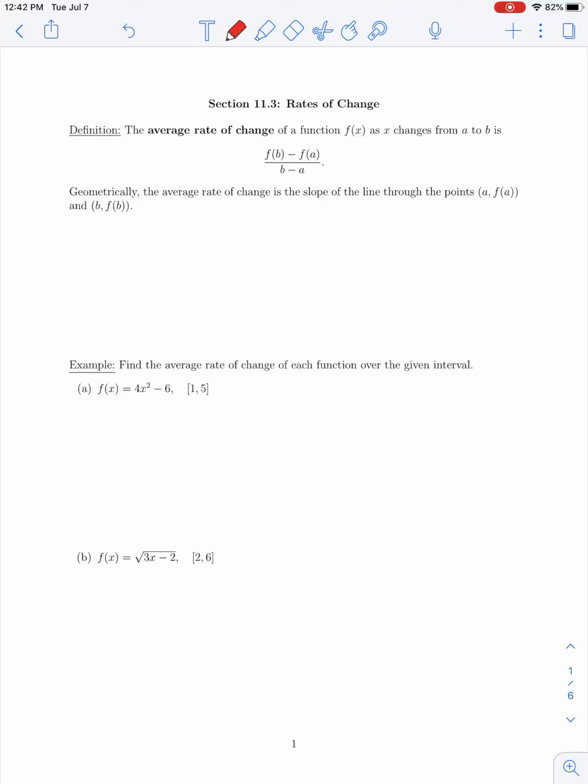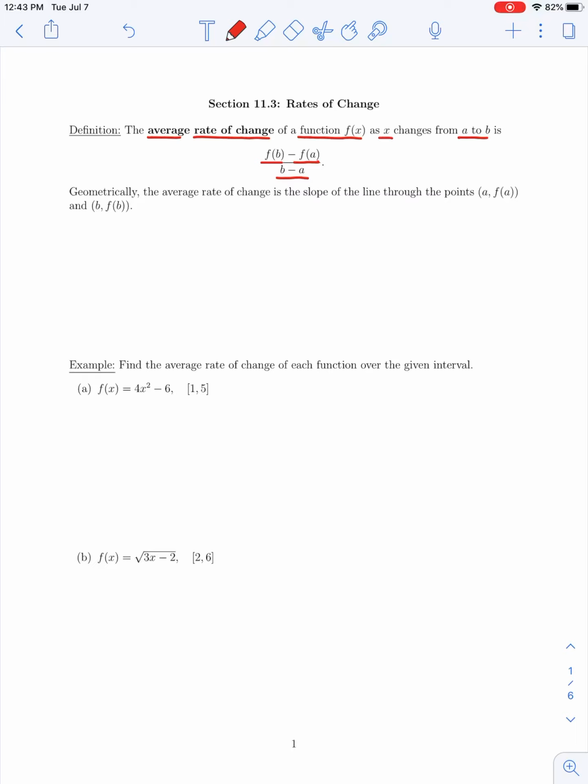Okay, in today's lecture we're going to cover the section 11.3 material on rates of change. Now, we would define the average rate of change of a function, f of x, as the value of x changes from a to b as the following quotient. We would take the difference in the value of the function at b and the value of the function at a, and then divide by the value b minus a.